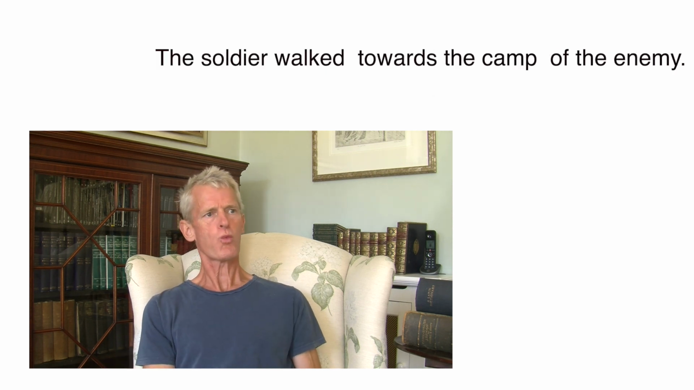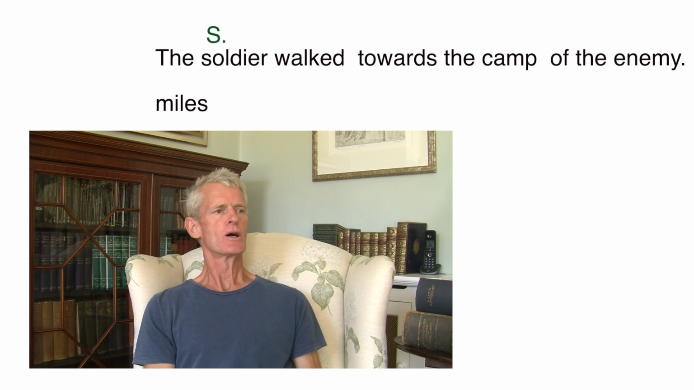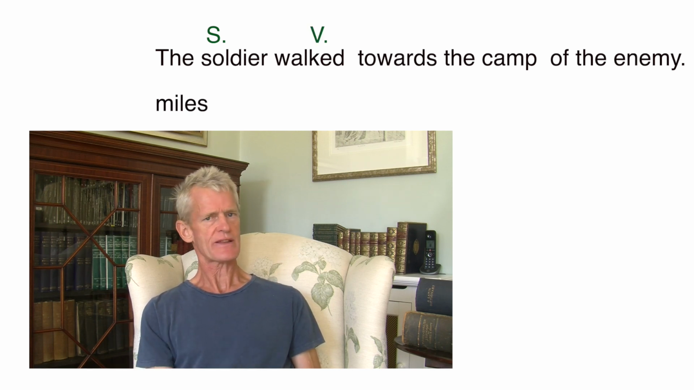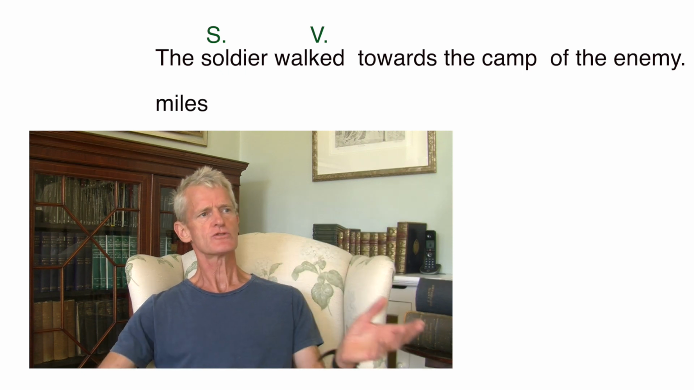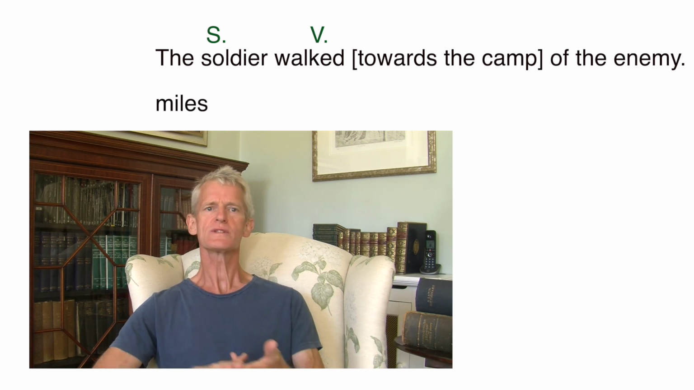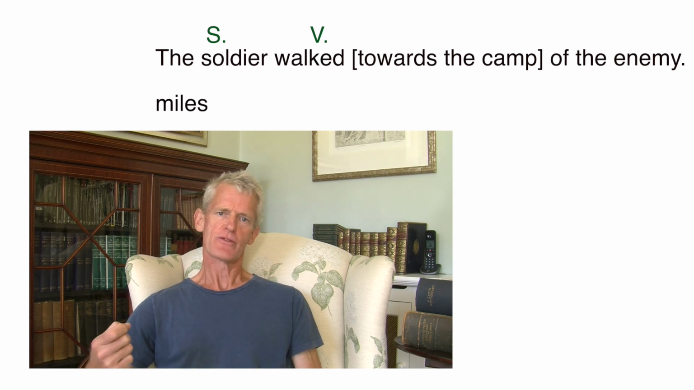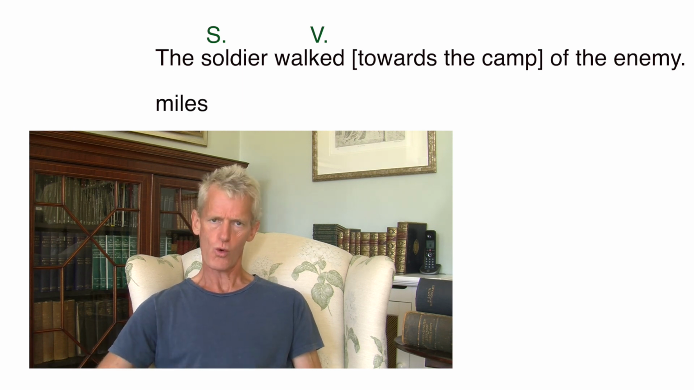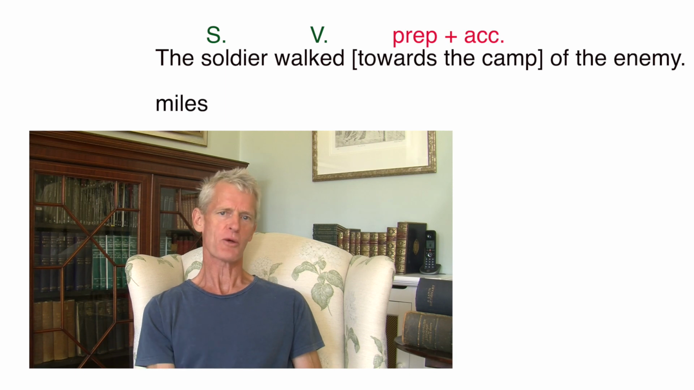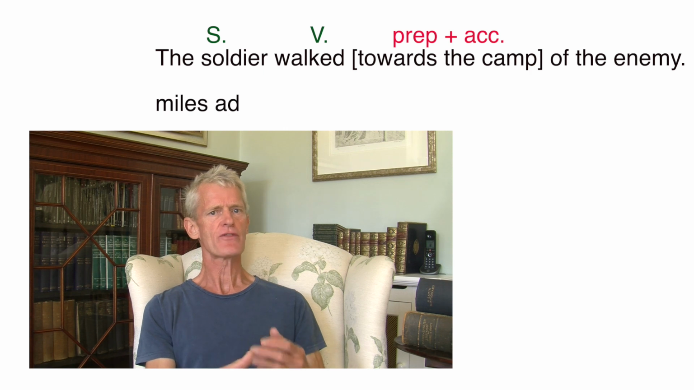Okay. The soldier walked towards the camp of the enemy. Nice and simple there. Subject is the soldier, miles. Walked is the verb, and we'll do that at the end because that's a normal verb that goes at the end of the sentence. So the soldier walked. Now he walked towards the camp. Now the Latin for to when it means towards is ad, followed by the accusative case. So we want ad, and then the Latin for camp in the accusative case.